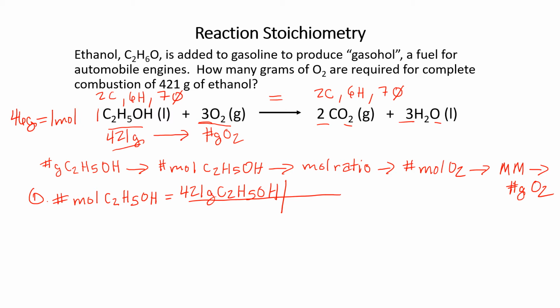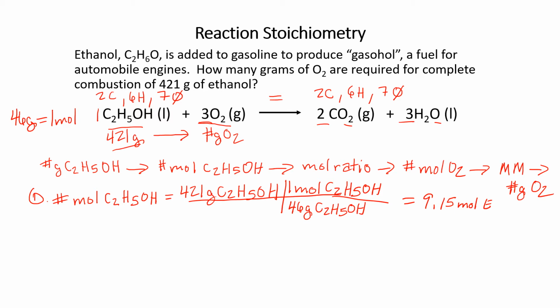Okay, so I want to get rid of grams, so I'm going to put 46 grams of ethanol at the bottom. And I'm going to put 1 mole because that's what I want, moles of ethanol. Given the grams of ethanol, I want moles of ethanol. All right. And so I multiply 421 grams of ethanol times 1 mole of ethanol divided by 46 grams of ethanol. And that's going to give me 9.15 moles of ethanol.